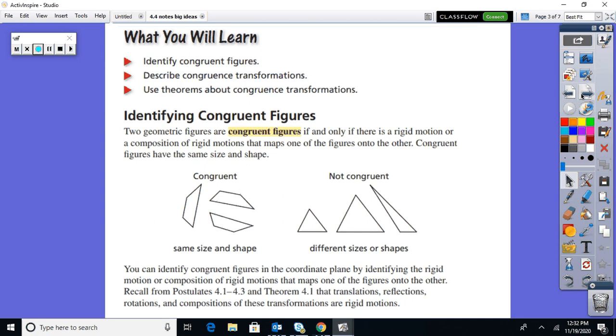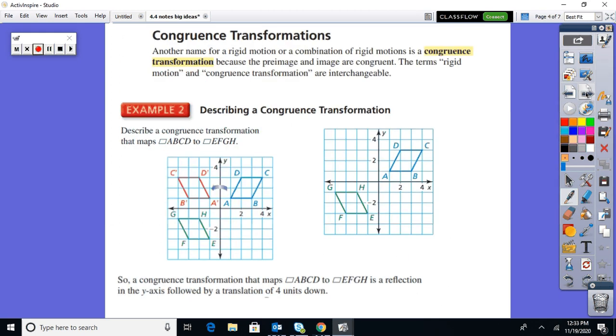All right, the rest of the section just involves identifying congruent figures. And of course, congruent figures means they're isometries, rigid motions, either a spin, a flip, or a slide. These are all called congruence transformations. You move things around, you don't change the size or shape, you just change the location. So one of the tasks from this section will be to describe what happens. For instance, in example 2, how do we go from the pre-image to the image?